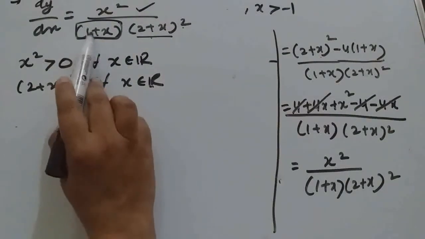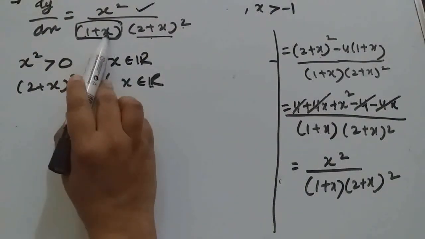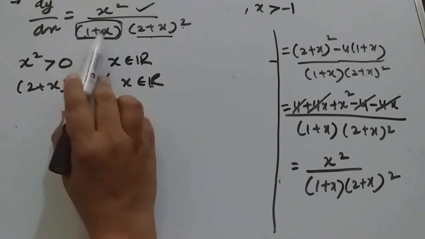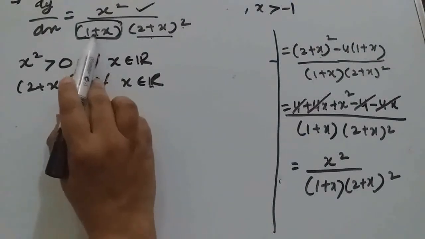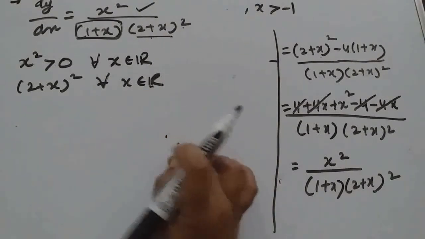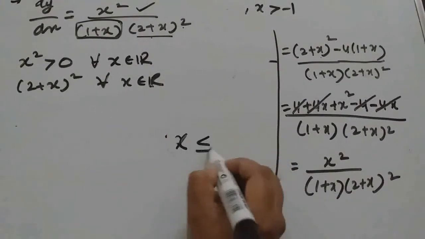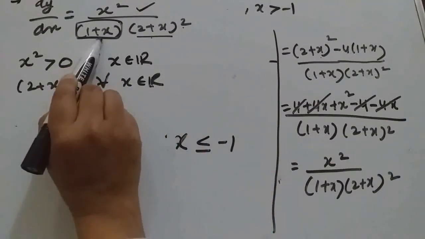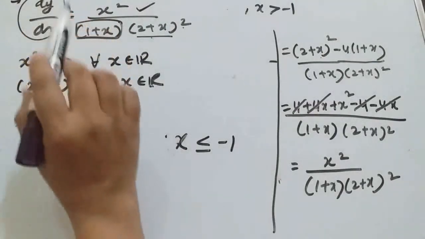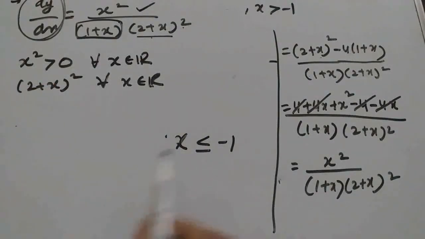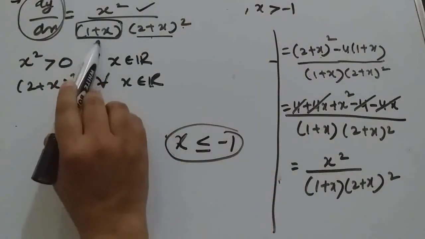So see, 1 + x will be positive for which values of x? Suppose x is 0, so it will be 1. x is minus 1, so it will be 0. x is minus 2, it will be minus 1. Means for values of x less than or equal to minus 1, this will be negative. What we have to show is this derivative will always be positive, always an increasing function in its domain. So for this value of x, this bracket will be negative, then we will get the function is decreasing.